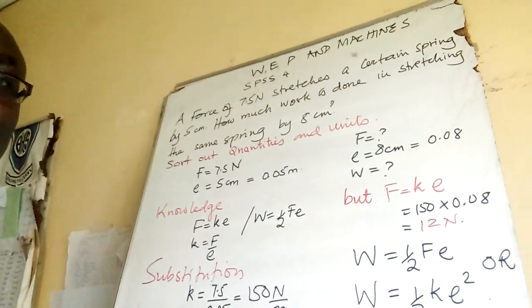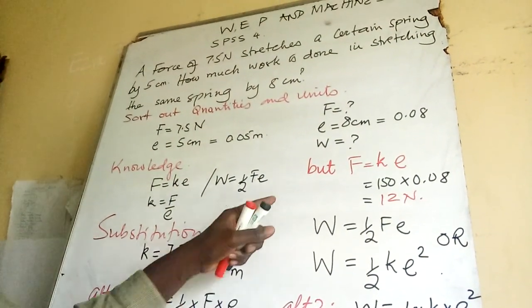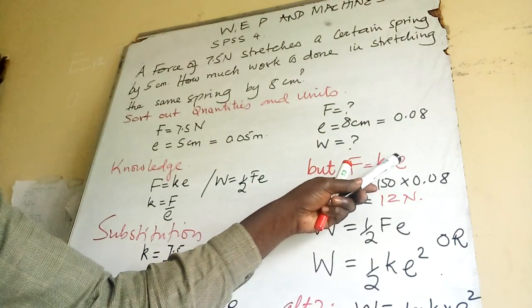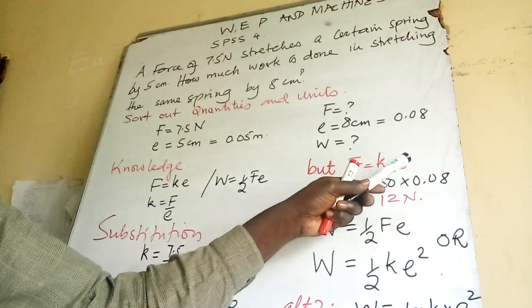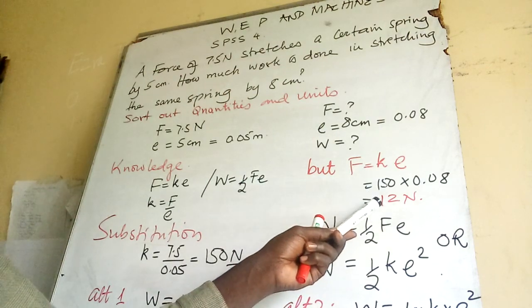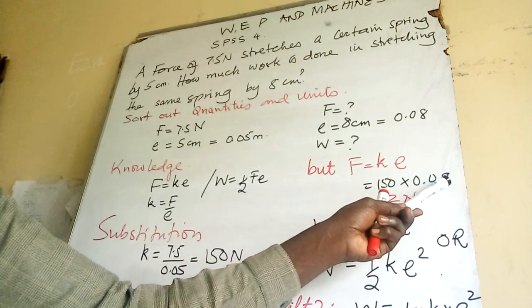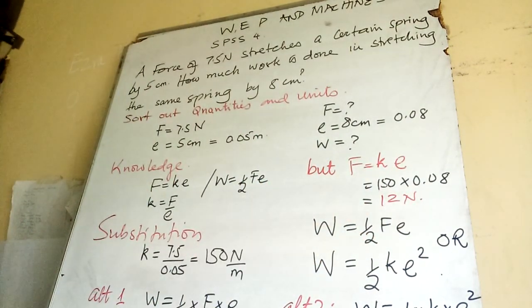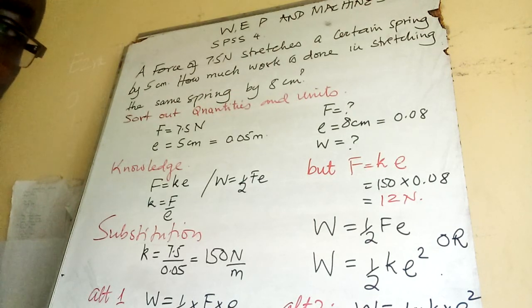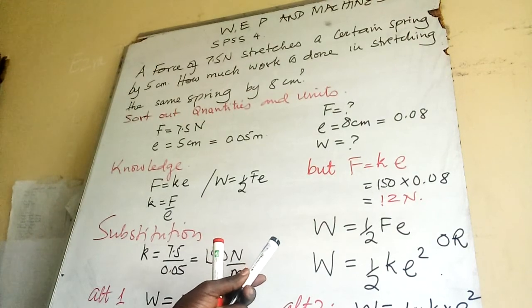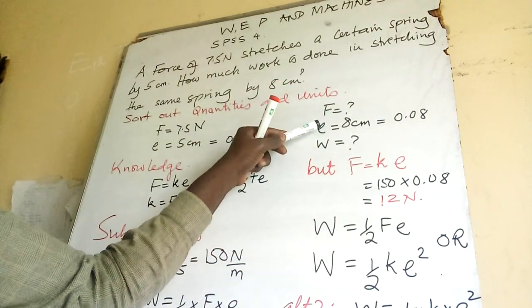Having known that, we check now. We check this work. Force is equal to K times E. I know already K, I multiply by extension in the correct units. So I'm working with the SI unit. So you have 150 times 0.08, or you can say 1.5 times 8. 1 times 8 is 8. Half of 8 is 4. So you have 8 plus 4 gives you 12. Okay? So I now know the force that caused this extension.